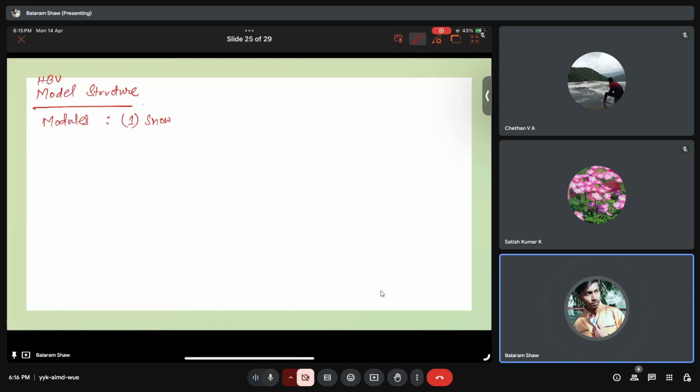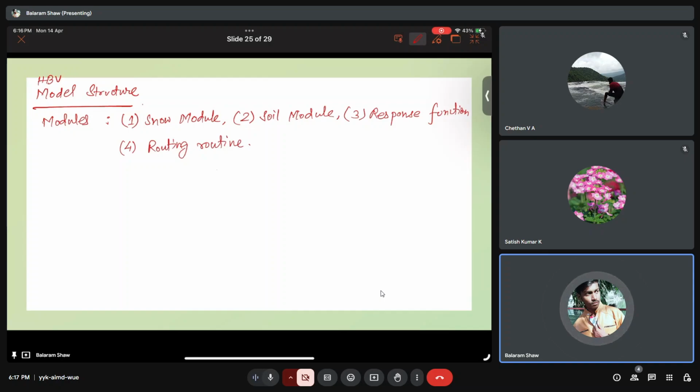Modules. So first one is the snow module. Second one is the, I'll discuss all this one by one. Second is the soil module. Third is the response function. And fourth is the routing routine. Right? So coming to the first one, that is snow module.